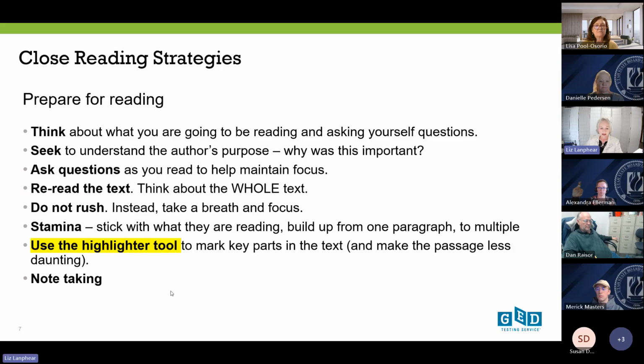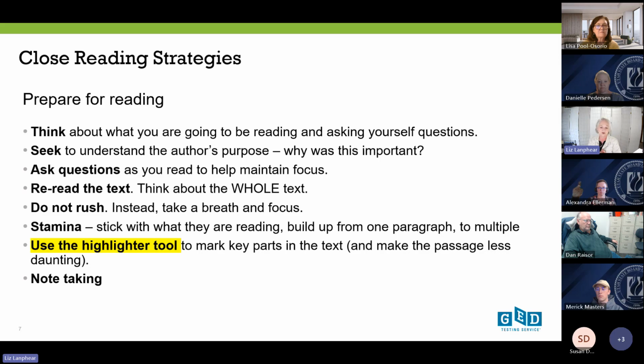We have to also teach stamina with reading, how to help them stick with what they're reading. You can build that stamina by using one paragraph articles, things like that, and then moving up to multi-level paragraphs, things in harder reading levels.